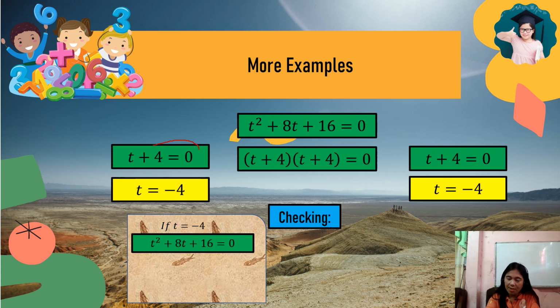So, let's have the original equation and substitute t with negative 4. So, you have negative 4 squared plus 8 times negative 4 plus 16 equals 0. So, you now have 16 as negative 4 squared. 8 times negative 4 is negative 32. Tapos, 16 plus 16, class, kasi pareho silang positive. So, you have 32 minus 32. So, 0 pa rin yan. Meaning, this negative 4 is the solution to our original equation. Hindi siya extraneous. Okay?